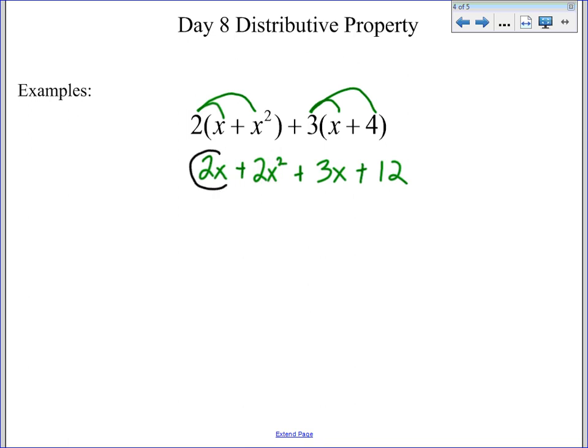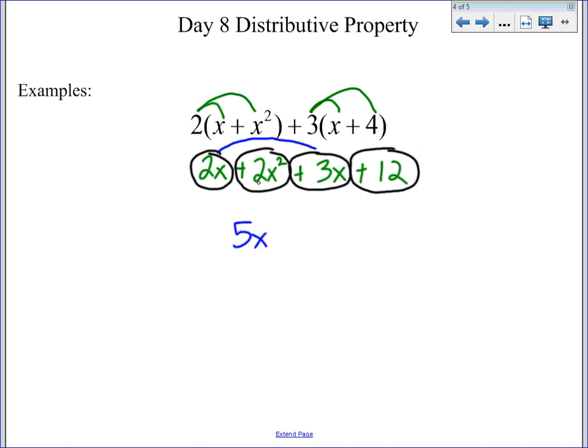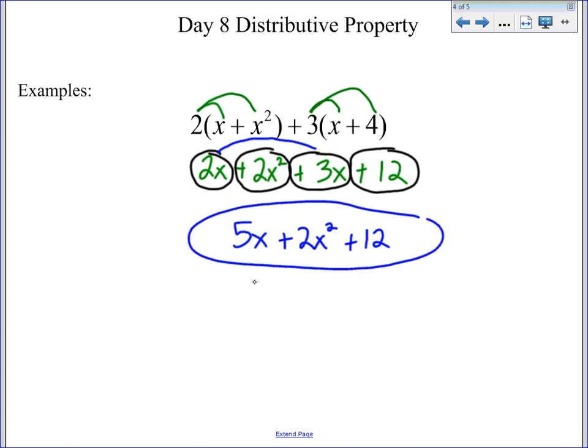Now we circle each term and bring the sign that's in front of it. We need to add these terms together to combine them. So which ones can we combine? We can combine the 2x and the 3x because they are like terms. 2 plus 3 is 5x. Can we combine the 2x squared with anything? No. So we're going to write that down, and we also can't combine the 12, so we're going to leave that there. For now, this is a good enough answer. In the future, we're going to show you how to rewrite this in a better notation form. But for now, that's kind of what we're looking for.